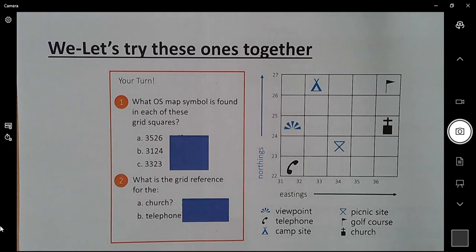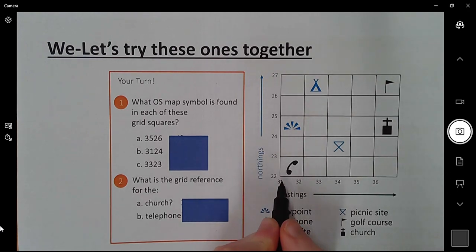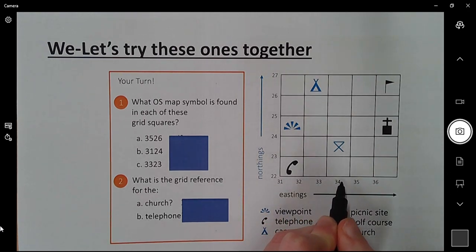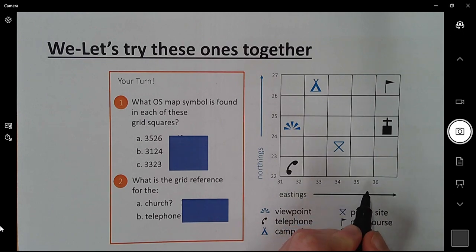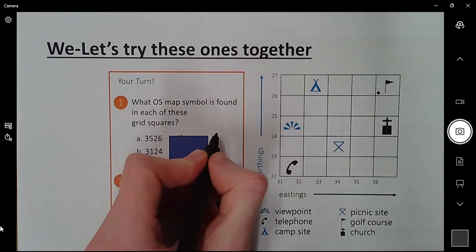Right, we're going to do these ones together. So we have a couple of questions here. It's not of an OS map, it's just of a grid, but we want to practice helping us reading the 4-figure grid references. So, what OS map symbol is found in each of these squares? Now I'm going to do the first one. I'm going to look at 3526. So I'm going to go across the hall to 35 and go up the stairs to 26. So 3526 would be a golf course.